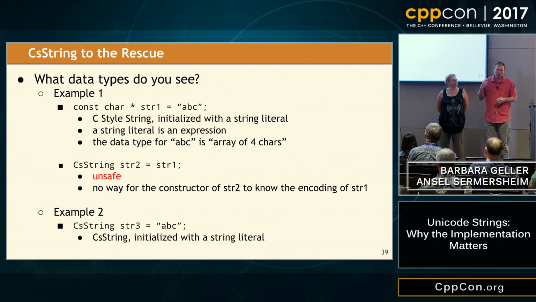On the second line, when we assign str1 to a CsString, this is unsafe because we don't know what encoding it's in. We have no way of knowing. This is a const char* C-style string variable that came in from who knows where. This is not safe. On the other hand, in example 2, we have a CsString being initialized with a string literal. These are not the same.